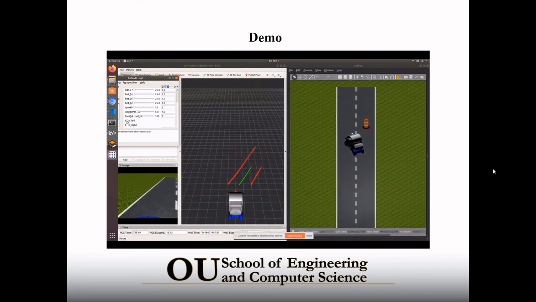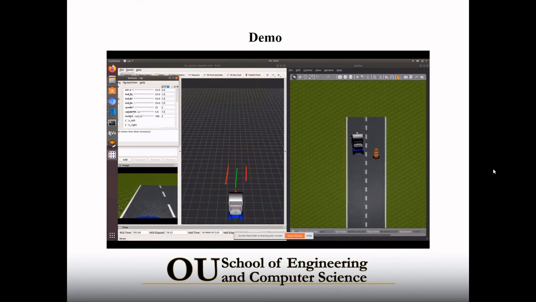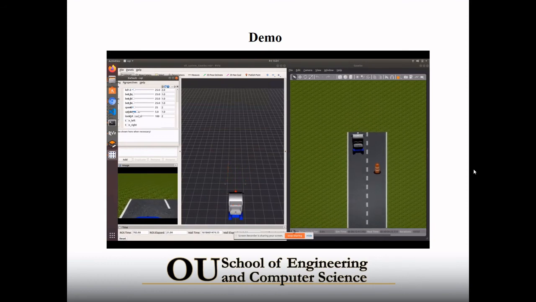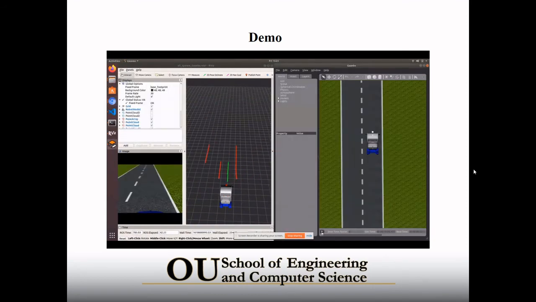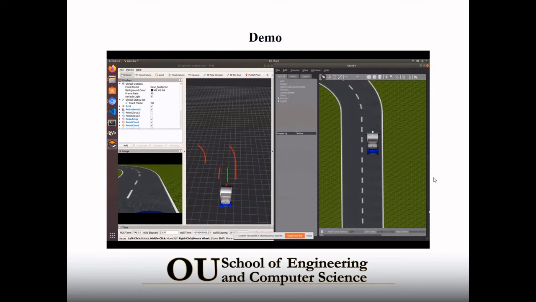As you can see, it did turn to the left, and now it's in lane keeping mode. This is the first test, and this one is the second, with the course that we made, where there's a curve and then a straight line and then a curve.